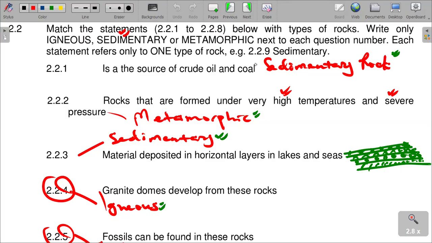Now, is a source of crude oil and coal. We understand that oil is also found in sediment or in sedimentary regions. Crude oil is found mostly in sedimentary rocks. So it is question 2.1. 2.2.1 is sedimentary rocks. Then rocks that are formed under very high temperatures and severe pressure, extreme temperatures, result in the formation of metamorphic rocks. Metamorphic rocks are formed under such conditions.